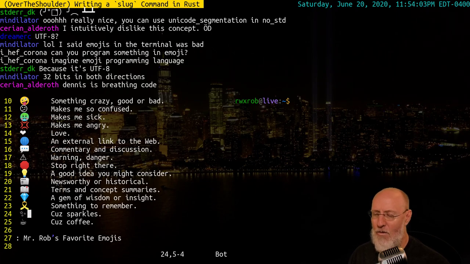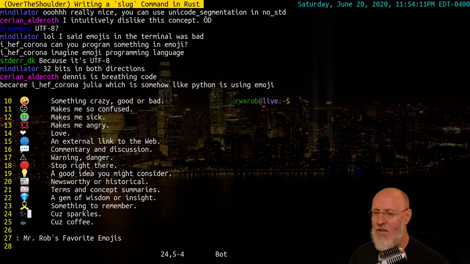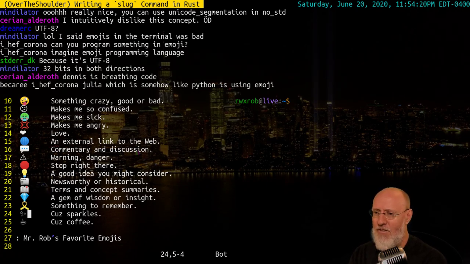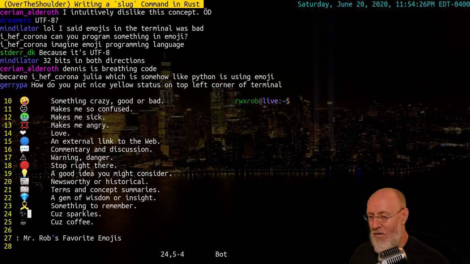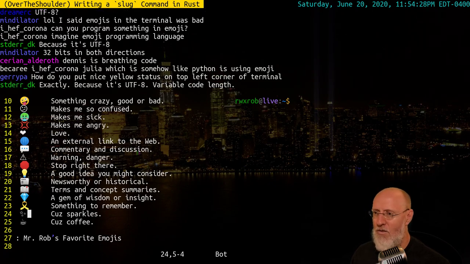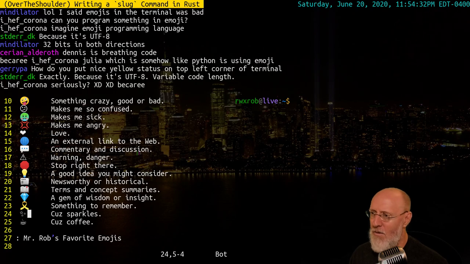All right, so 2 to 5. So that's 3 bytes long. So this emoji is 3 bytes long. And if you look at the Wikipedia for Unicode code planes, seriously, it's really interesting stuff. I love that stuff. So you can go look at the Unicode code planes. And they have different planes based on the number of characters you can use. Exactly, because it's used to have a variable code length. Right, when we talked about that earlier.